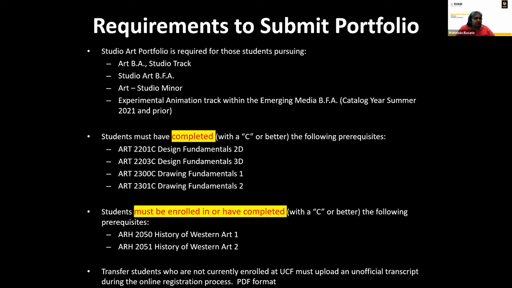Students who are enrolled in Art History 1 and 2 can submit the portfolio this semester, but at the end of the semester, you would have to have a grade of C or better. Your passing the portfolio is contingent upon those grades.